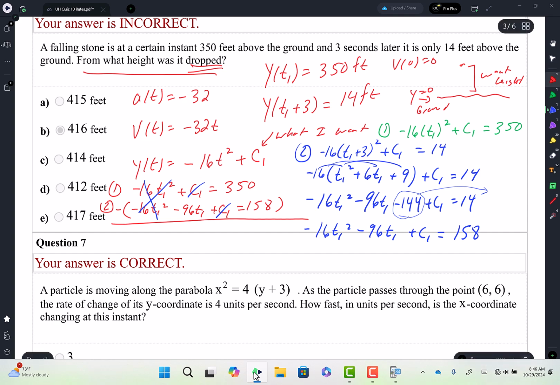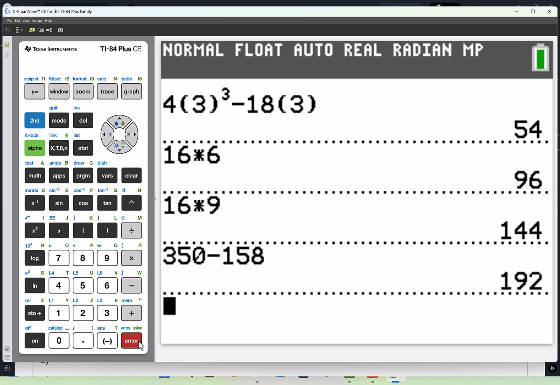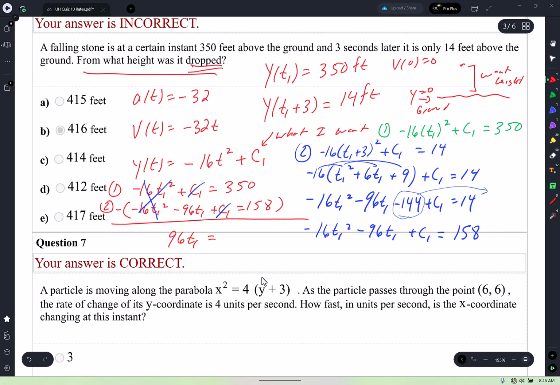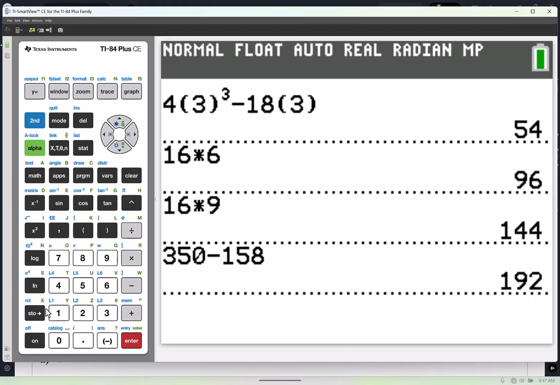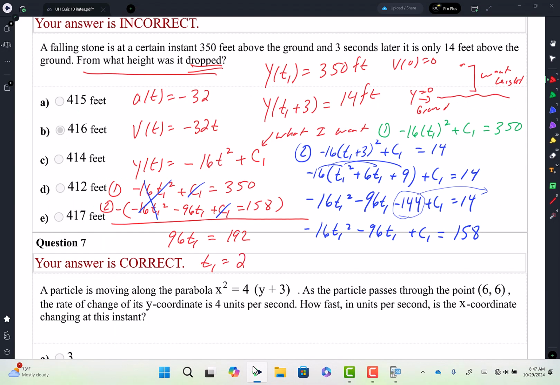Yes, we are. I'm going to have a positive 96t1 equals 350 minus 158. That's 192. Oh, that's a perfect number. 192. T1 equals 192 divided by 96. I want to say 2, but I'm paranoid here. Yeah, 2. It's going to be a pretty number.